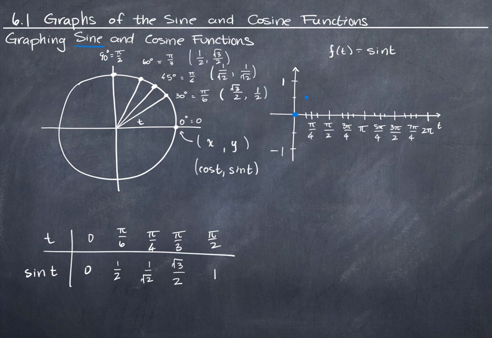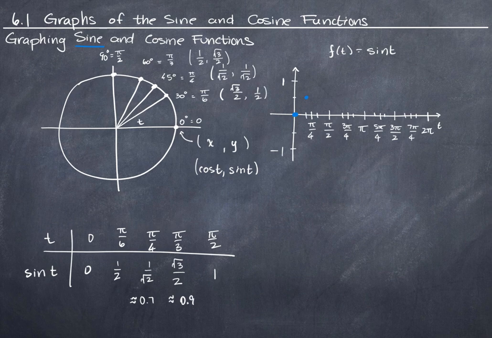The next one, pi over 4 for input, gives me an output of 1 over root 2, and that works out to be approximately 0.707. I'm just going to write 0.7 because that's as close as I'm going to get graphing anyway. My accuracy just won't be any better than that. While I'm at it, I'll give you an approximation for root 3 over 2. It's about 0.866. We're going to call that 0.9 for our graphing purposes.